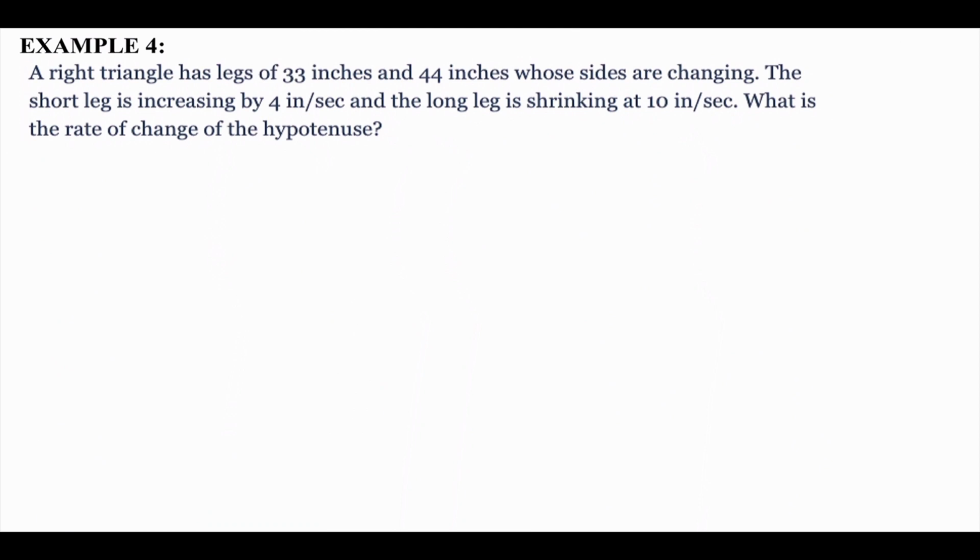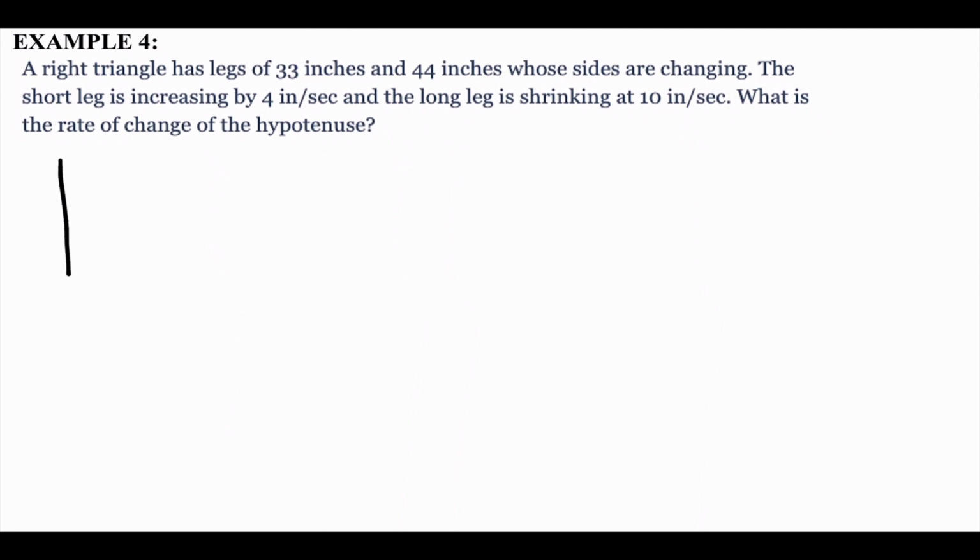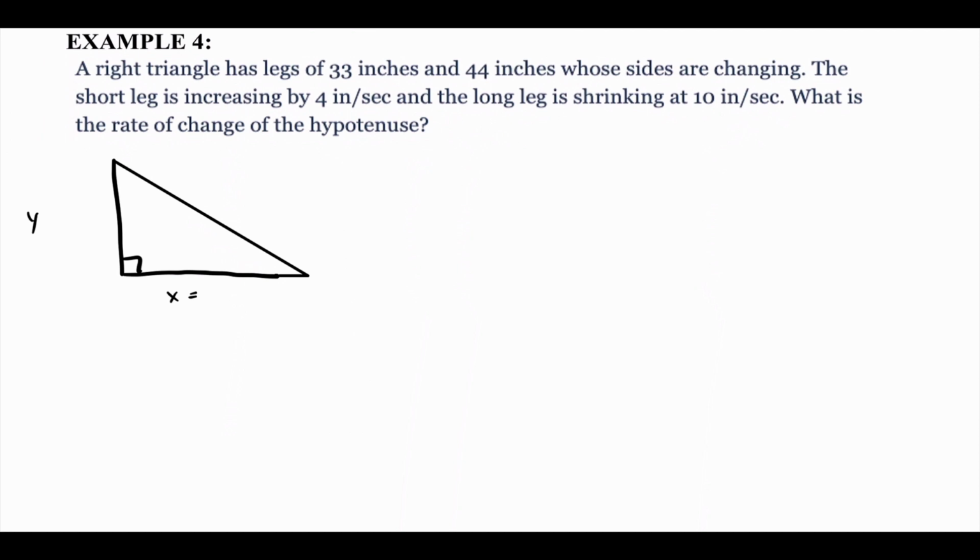Okay, so you got a right triangle. Has legs 33 and 44, and those sides are changing. Okay, so I'm going to draw a right triangle. First thing I always do is draw a picture. Takes you about 5 seconds to do, and it helps with the process. Right triangle. The legs are the two sides that make up the right triangle. So one is 33. Anything going horizontal, I call X. Anything going vertical, I call Y. Just to make sure I don't change. So one of them is 33. One of them is 44.